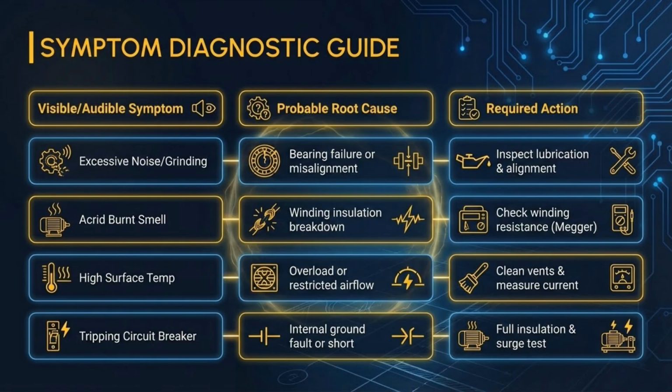Our symptom diagnostic guide connects visible symptoms to probable root causes and required actions. For excessive noise, the root cause is often bearing failure or misalignment. An acrid, burnt smell points to winding insulation breakdown, requiring a winding resistance check with a megger. A high surface temperature suggests overload or restricted airflow. A tripping circuit breaker often indicates an internal ground fault or short, requiring a full insulation and surge test.